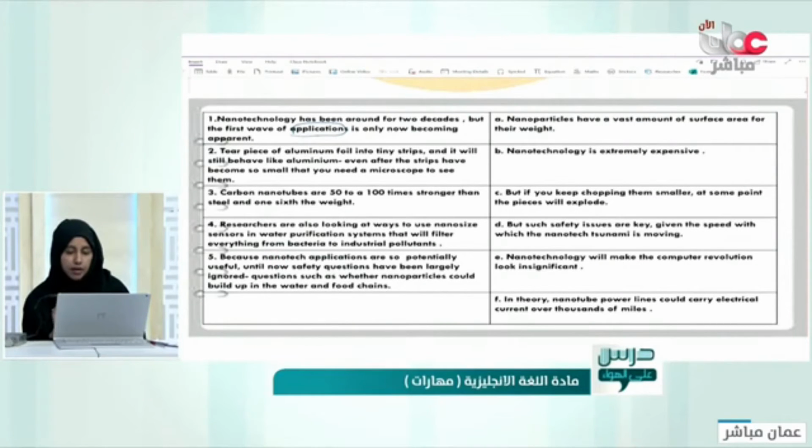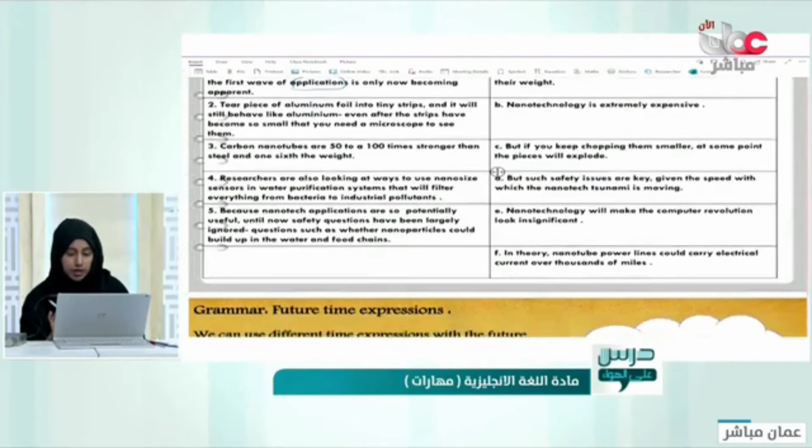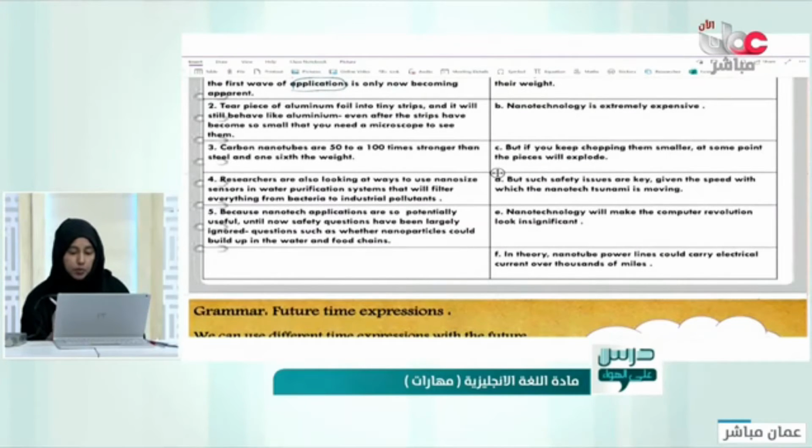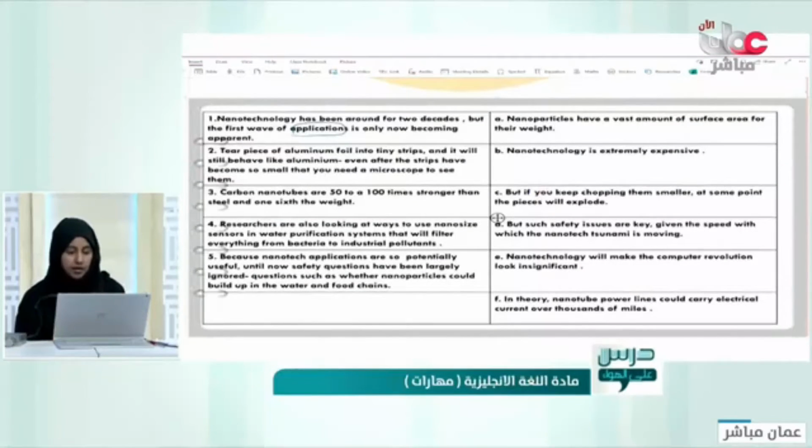Nanoparticles have a vast amount of surface area for their weight. Nanotechnology is extremely expensive. But if you keep chopping them smaller, at some point the pieces will explode. But such safety issues are key given the speed with which the nanotech tsunami is moving. Nanotechnology will make the computer revolution look insignificant. In theory, nanotube power lines could carry electrical current over thousands of miles. Can you tell me where's the application here? Yes, in E. Look at E. We have computer revolution.